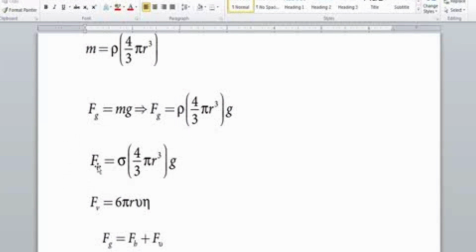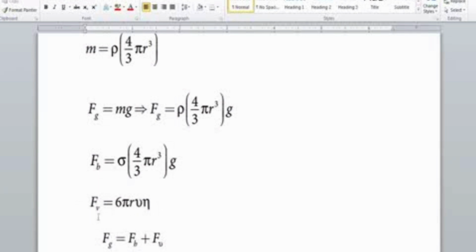So the buoyant force is the same spherical expression, everything is the same. But here rho is the density of the oil, and sigma is the density of air. Rho is the density of oil. Sigma is the density of air. Okay.